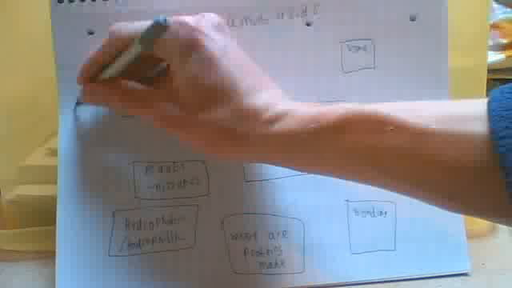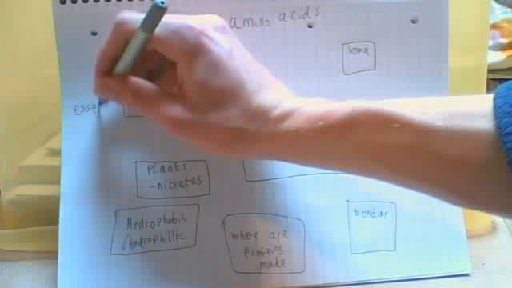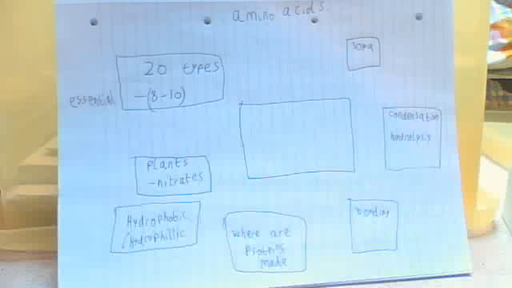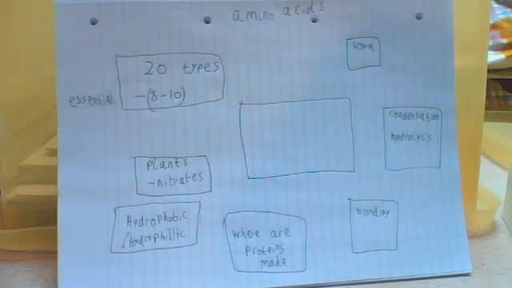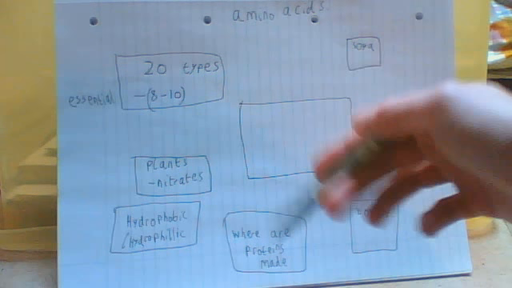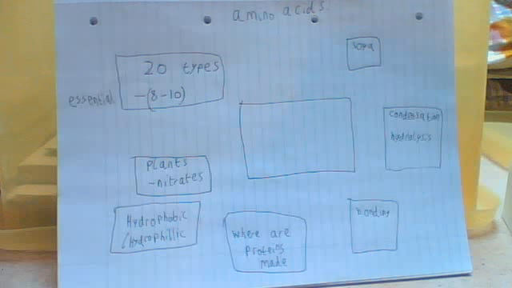I'll write essential there. These essential amino acids we have to get from our diet, because essential just means we need them, and we have to get them from our diet because our body can't make them. That leads on to the next question: where are proteins made, and how are proteins made?